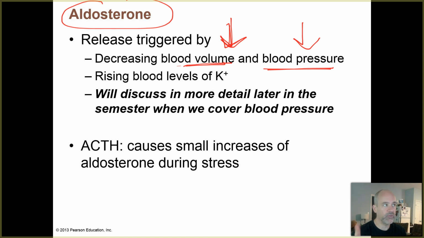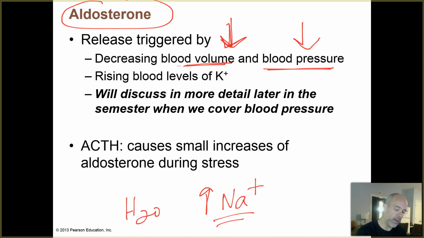Those are key things that trigger aldosterone secretion. That makes sense because if your extracellular fluid volumes are down and your blood pressure is down, what's a good way to counteract that? You increase the sodium ions in your extracellular fluids, and then the water molecules are going to follow. That's going to help. The more water you have in your extracellular fluids, the more volume you're going to have. Blood volume goes up, you've got more blood pressing up against the walls of your blood vessels. That's going to help you maintain your blood pressure.